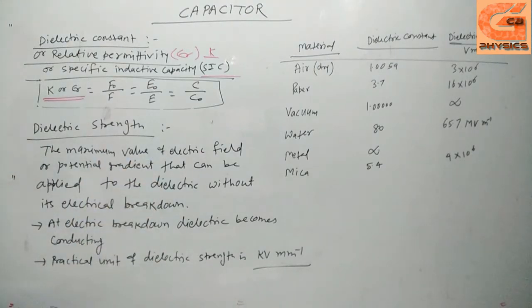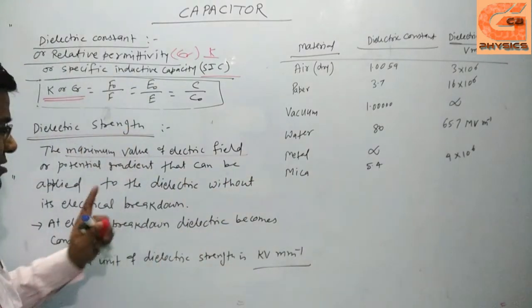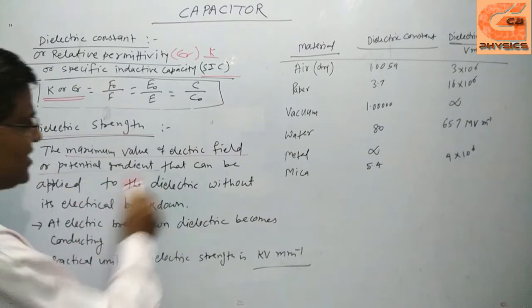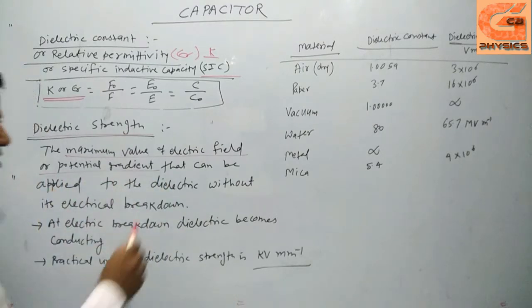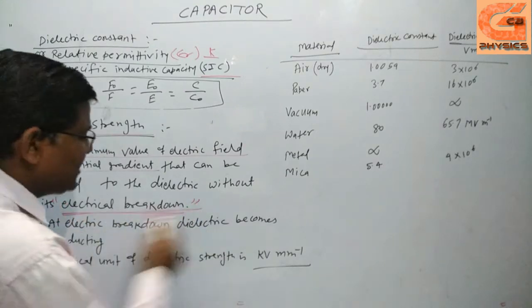The second thing is dielectric strength. Dielectric strength is the maximum value of electric field, the maximum value of potential gradient, that can be applied to a dielectric without electrical breakdown. This is the important electrical breakdown.